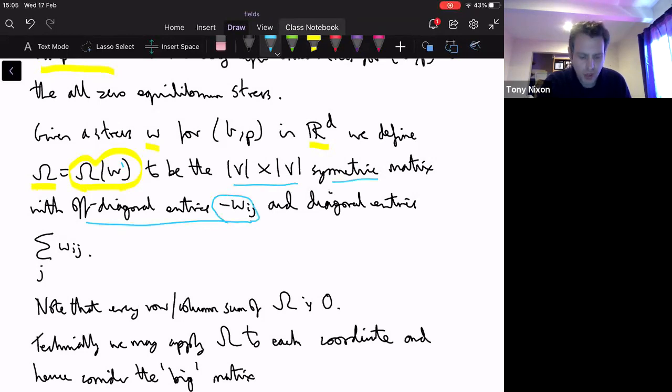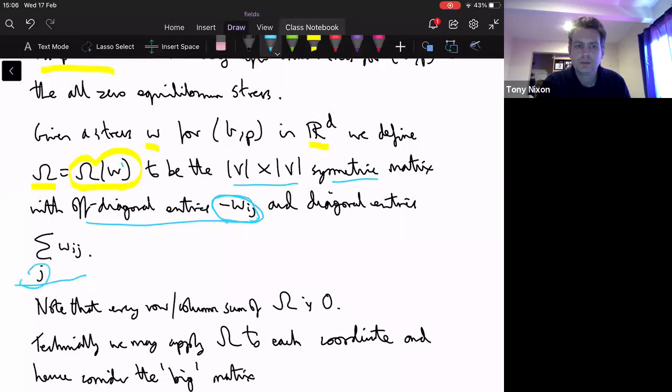So the equilibrium stress, the weight on the edge from vertex i to vertex j, is omega ij. The entry in row i, column j, is minus that stress, and the diagonal entries are chosen so the row and column sums are 0. So the diagonal entries are chosen to be the sum of the stresses incident to that vertex.